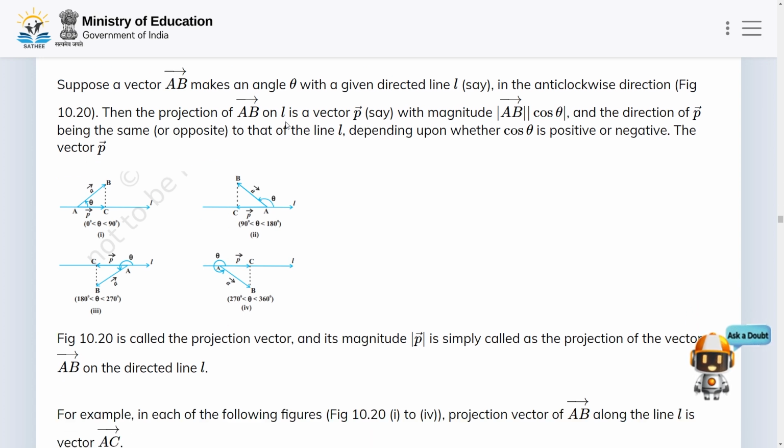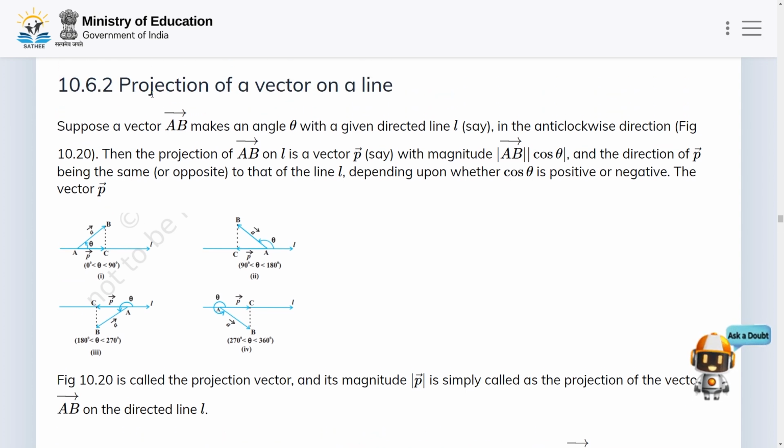Then the projection of AB on line L is a vector P. So when we talk about projection, this means it must be a vector P. So this projection must be in the form of a vector. Okay, so P vector we are saying, with magnitude what? The magnitude will be the magnitude of AB vector multiplied with the absolute value of cos theta, where theta will be the anti-clockwise angle between the vector and the line, and the direction of vector P being the same or opposite to that of the line.